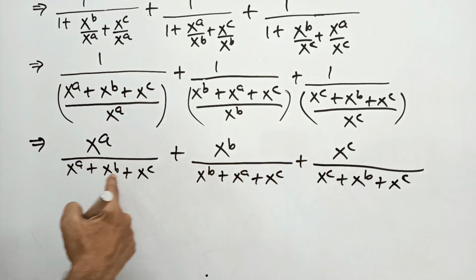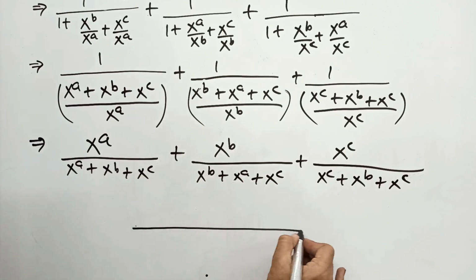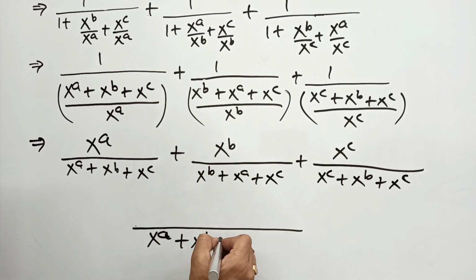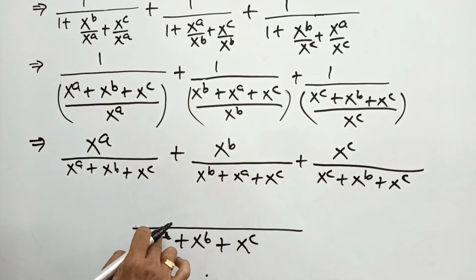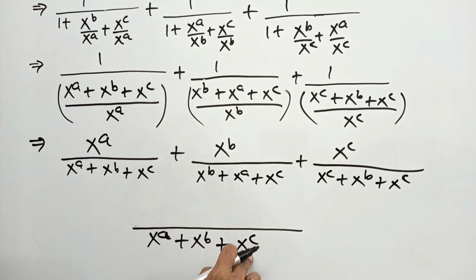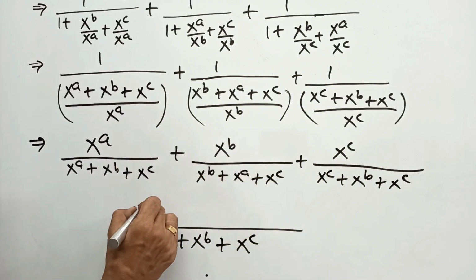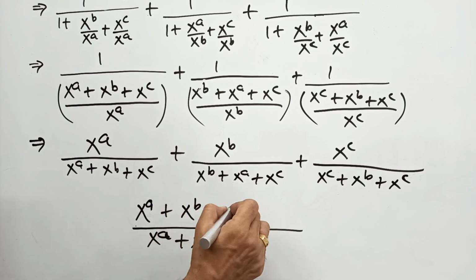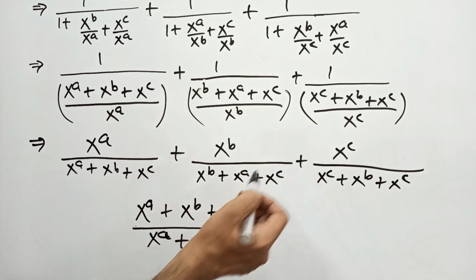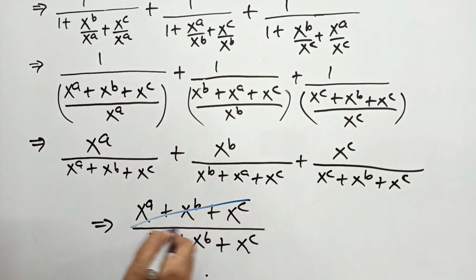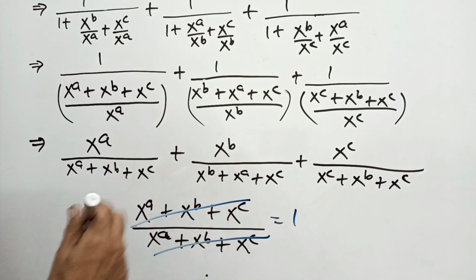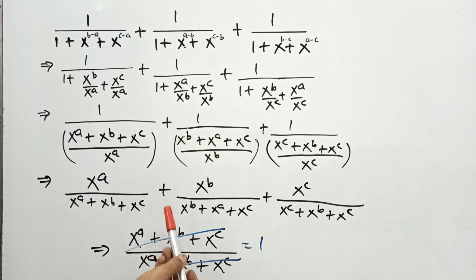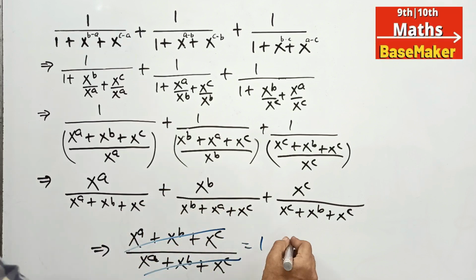You can see in all these fractions, the denominator is the same. Rearrange all this also in the x to the power a plus x to the power b plus x to the power c. So in the numerator, x to the power a plus x to the power b plus x to the power c. So this will be cancelled. So the answer is 1. You can see it is very easy. We have used here the law of exponents and fraction rules.